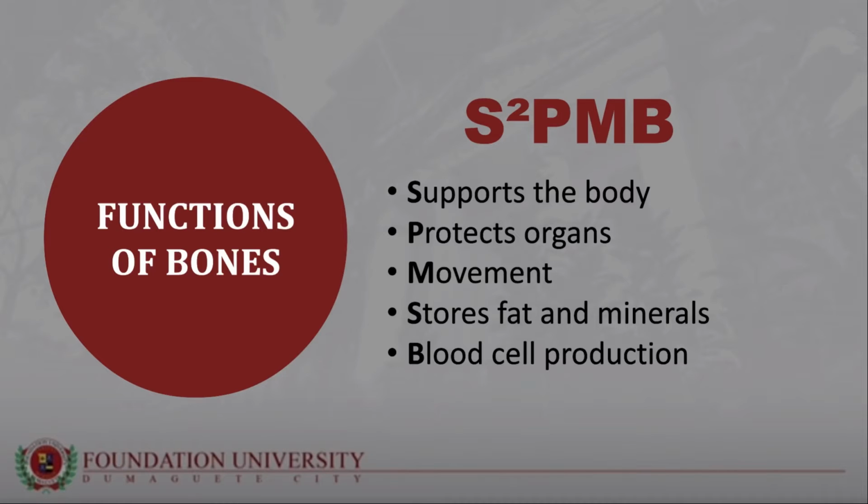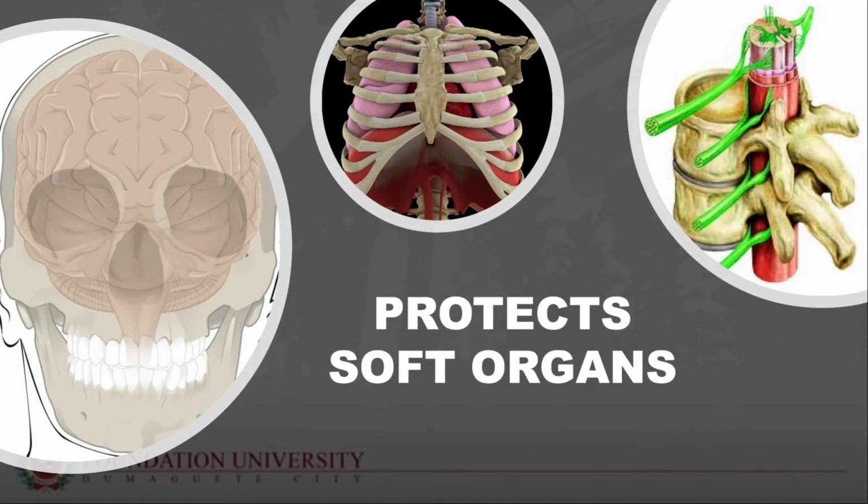Supports the body. It acts as a framework to support the other organs of the body. Imagine, without the bones, we would be a limp mass of organs, muscles, and skin. Protects organs. It protects internal organs by covering them. Parts of the skeleton system enclose or partly enclose various soft organs. For example, ribs protect the heart and lungs, the skull protects the brain, and the spine protects the spinal cord.